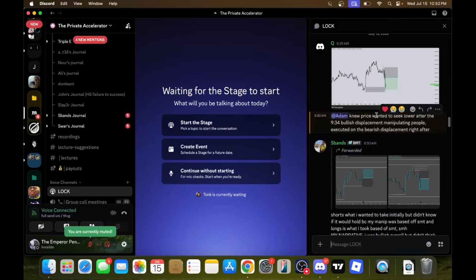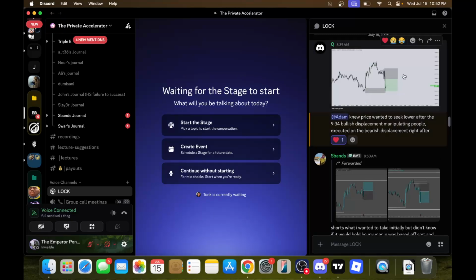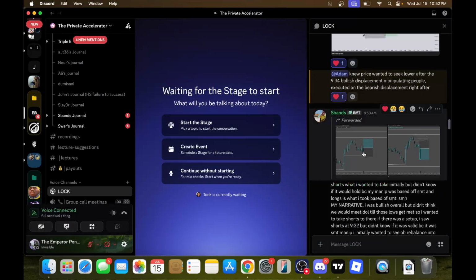I'm back. Price wanted to take lower after the 934 bullish displacement. Manipulating, people executed on the bearish displacement right after. Yeah, clean. Internal manipulation, rebalance, order block, very valid.